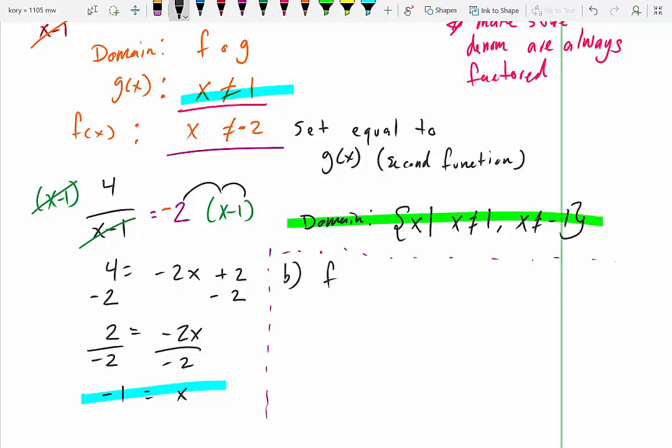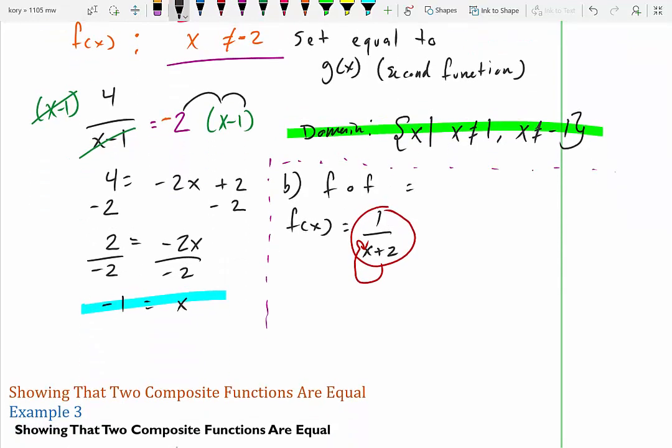All right, so for B, we want to do f composed with f, so f of f. And I'll just write f of x again. So what we're going to do is plug the function inside of itself for every x we see. So we have 1 over x, which is 1 over x plus 2, and all of that plus 2.